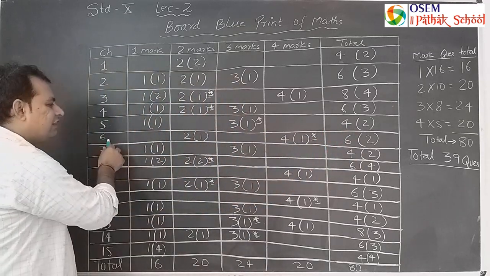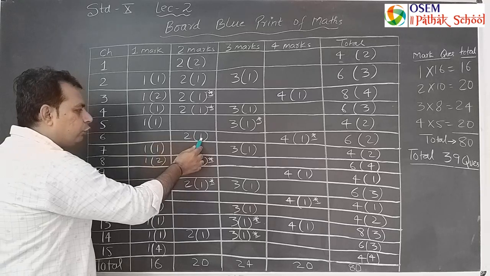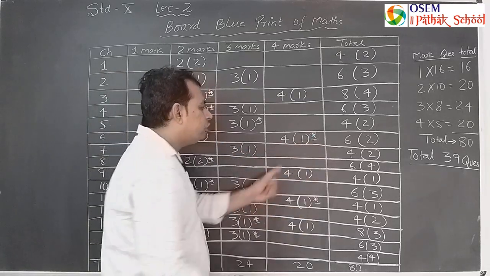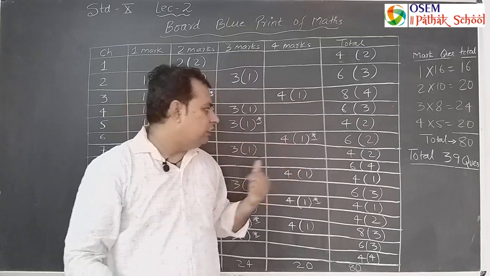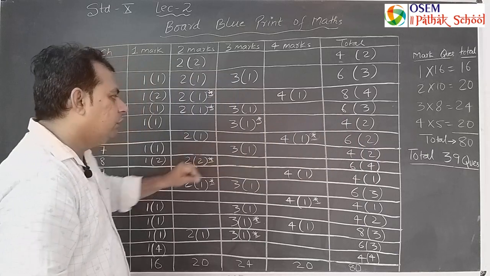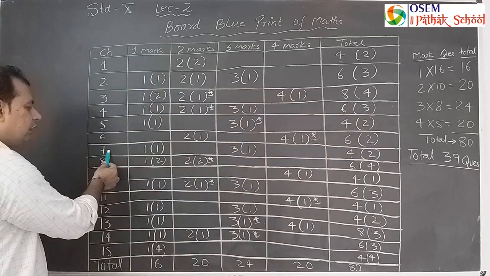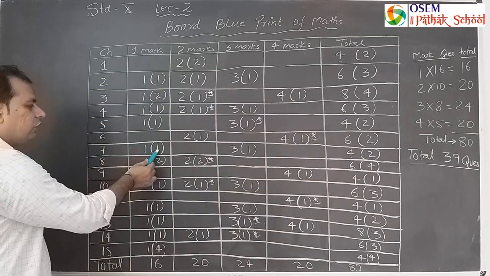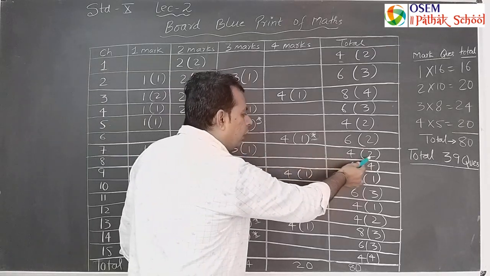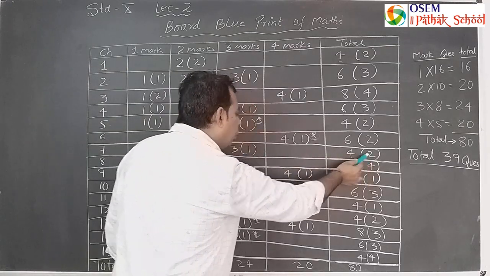Then chapter number 6, triangles: 2 marks 1 question and 4 marks 1 question, which will have internal options. Mostly the theorems come from this part. So 6 marks and 2 questions. So this is up to chapter number 6. Then chapter number 7, coordinate geometry: 1 mark 1 question, 3 marks 1 question. So total marks will be 4 and total questions will be 2.